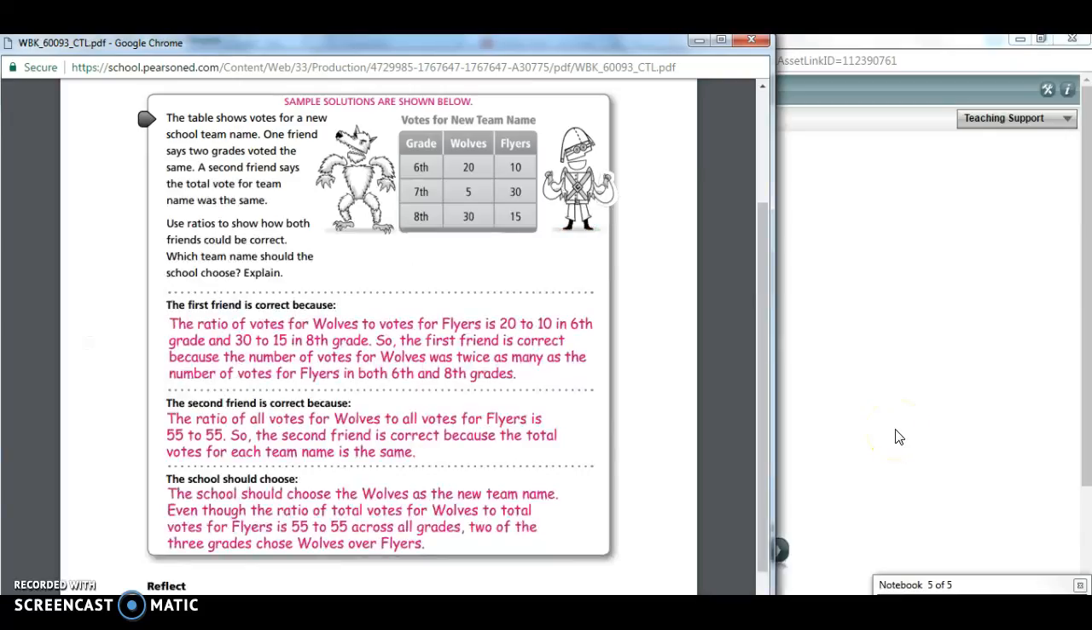Here are the possible answers that you can come up with. The first friend is correct because, the second friend is correct because, and the school should choose which one. You can pause the video and read through these answers.